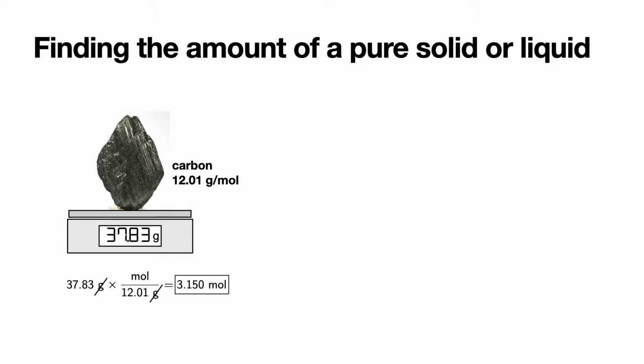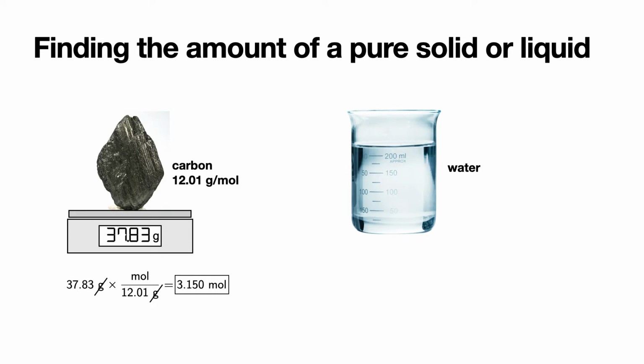Now, if we want to find the amount of a pure liquid, we can do much the same thing. For example, if we had a beaker of water. It's not hard to find the mass of a sample of liquid, like water here. We could weigh the beaker with the water in it, and then subtract out the weight of the empty beaker. But when you're working with liquids, it's more common to measure the volume using something like a graduated cylinder.